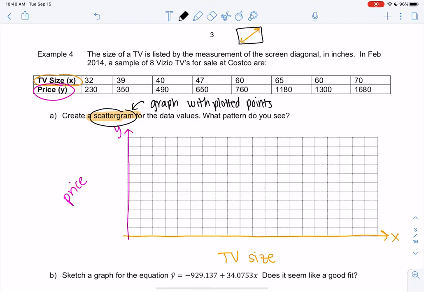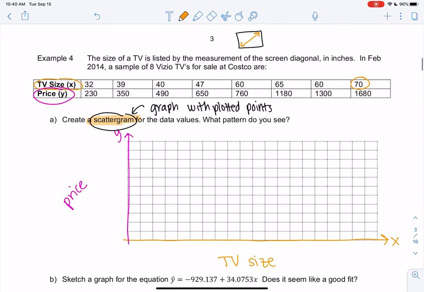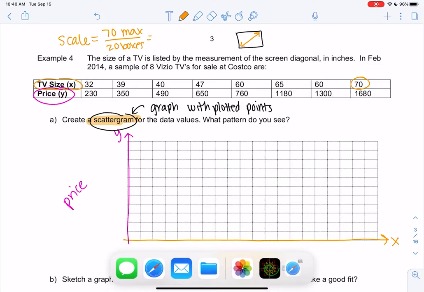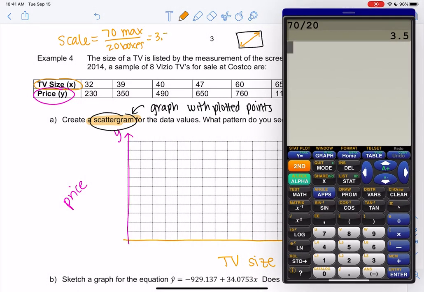So we're going to go ahead and plot these points. So we have 8 points. Before we can plot, we need a scale. So for TV size, if you count this way, I think there's 20 boxes. And the largest TV is 70. So for scale, I'm going to squeeze that up here. Our max is 70, and we divide by 20 boxes. If I were doing this on paper, 20 by 10 or 10 by 10 is a good size. And let's see. 70 divided by 20. I'm probably not going to count by 3.5. That's not ideal. You could round up to 4. I would probably round up to 5 just because 5 is easier to count by. So I'm going to count by 5s down here.